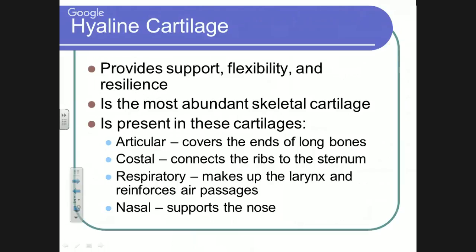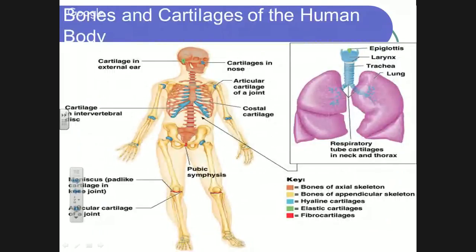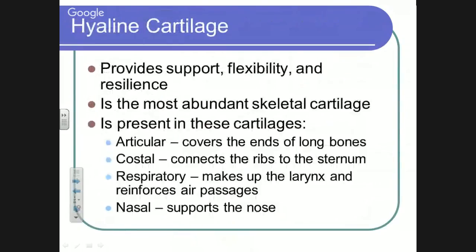Okay, and then respiratory system. So it has your larynx, which is your voice box. You can see it in here. And it also helps to reinforce air passages. So your bronchi and bronchioles have the hyaline cartilage in there. That's not really part of your skeleton. And your nose is made up of hyaline cartilage. It's the most abundant type of the three cartilages in the body.